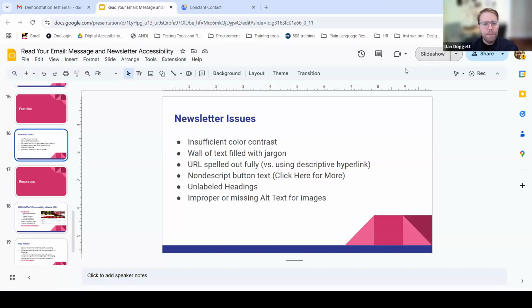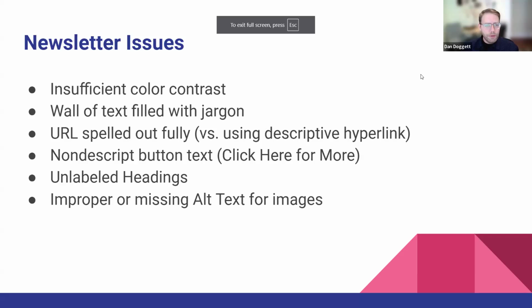Let me just pull this back up. So here we talked about, these were all the issues we brought up. We had insufficient color contrast. We had a wall of text filled with jargon and acronyms. A URL was spelled out fully versus using a descriptive hyperlink. We had nondescript button information, which was "click here for more." We had headings that were not labeled, and then we had improper or missing alt text for images. So it looks like outside of the unlabeled headings, we were able to spot everything very quickly. That's great. Super happy to see that we were able to get through that. So thank you, folks.